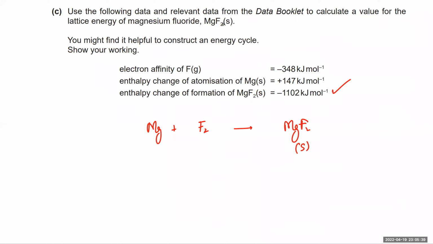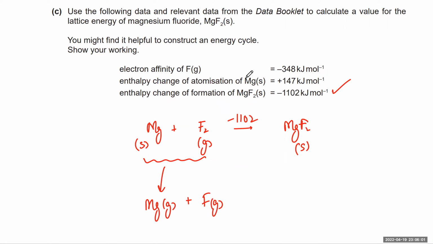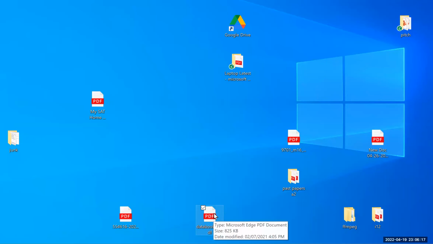Now that one is a solid, this one is a gas, and this one is also a solid. And this entire thing is the enthalpy of formation, that's -1102. What are the next steps? The other route could be that I atomize Mg into a gaseous atom and I atomize fluorine into a gaseous atom. The atomization of Mg is given, and that's +147. I'll have to break the F-F bond, the F2 bond needs to be broken. How much energy is required for that? That can be found in the data booklet.